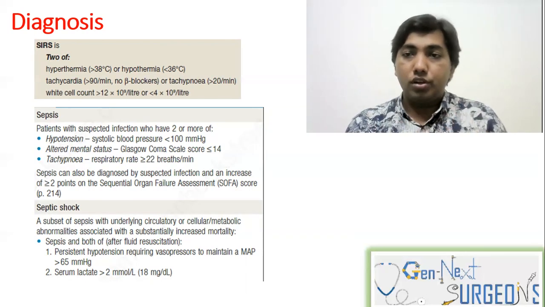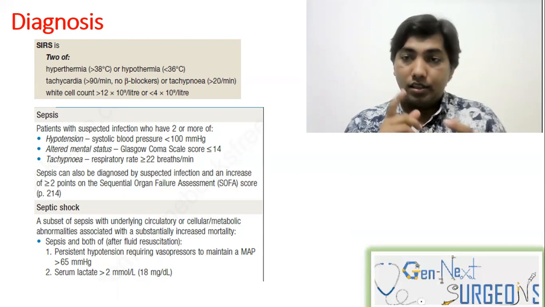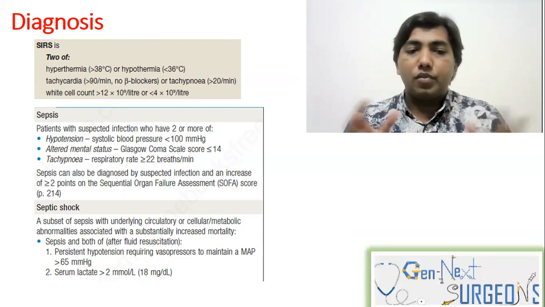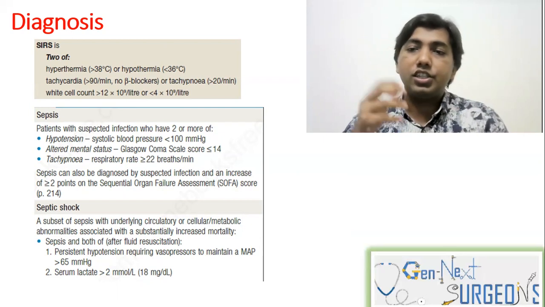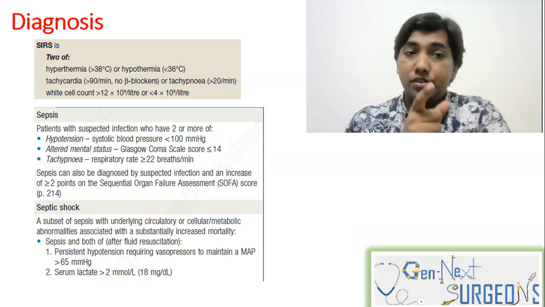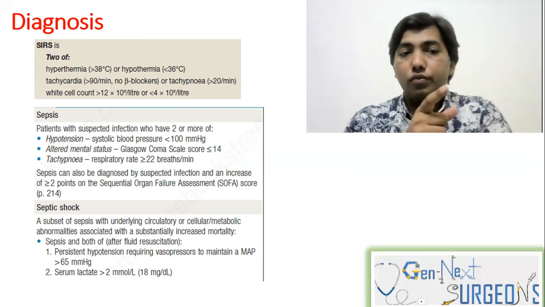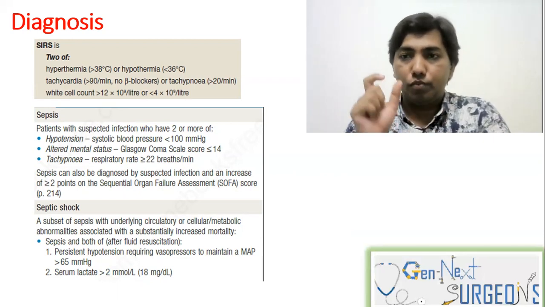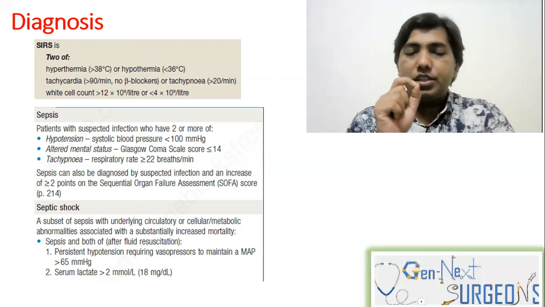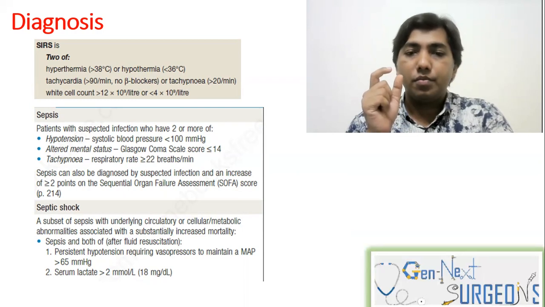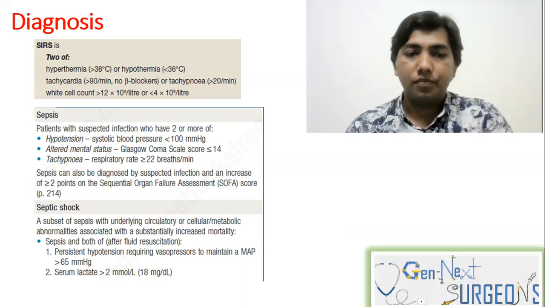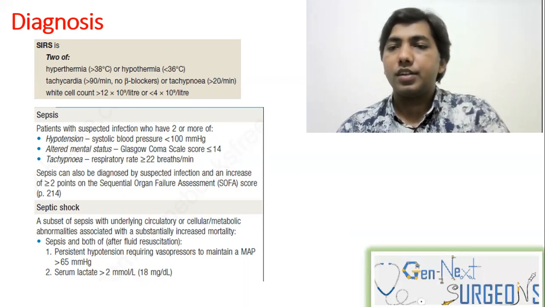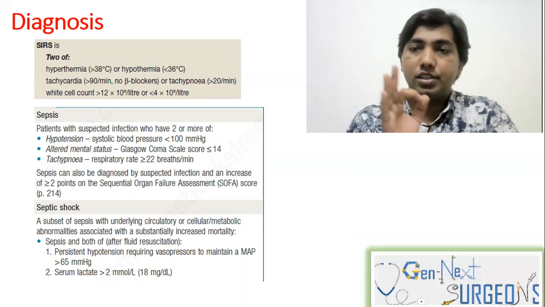And septic shock. To define septic shock, there may be underlying circulatory or cellular metabolic abnormalities associated with substantially increased mortality. That defines sepsis. That means two of the above three you should present. Sepsis and persistent hypotension requiring vasopressors to maintain mean arterial pressure more than 65 mm of mercury and serum lactate more than 2 millimole per liter. Clear? So that is the definition of sepsis and septic shock.